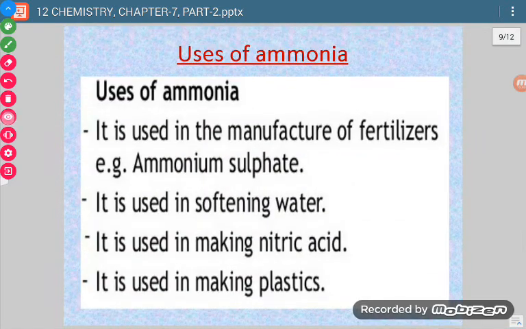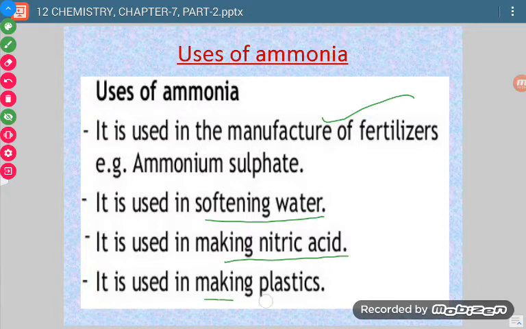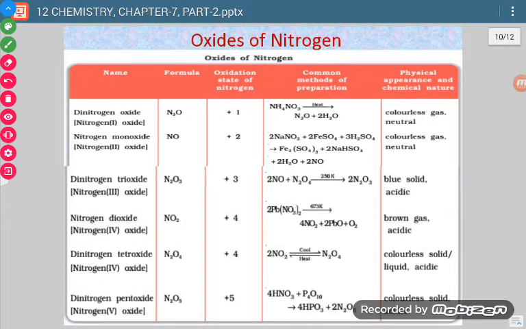Now where do we use ammonia? Ammonia is useful in the manufacture of fertilizers. Okay. It is used for softening water. It is used for making nitric acid, and it is used in making plastics. Okay. So it is very much useful, so many things can be prepared from it.